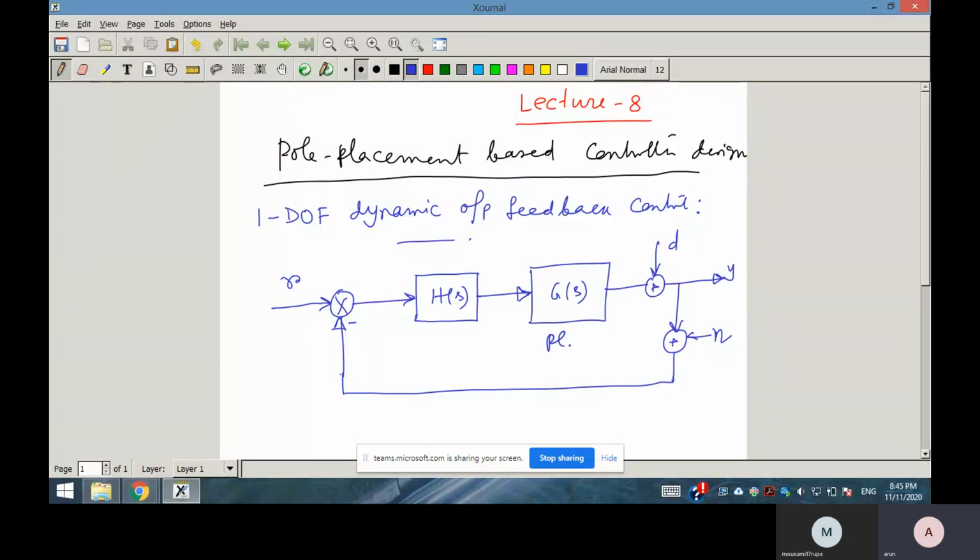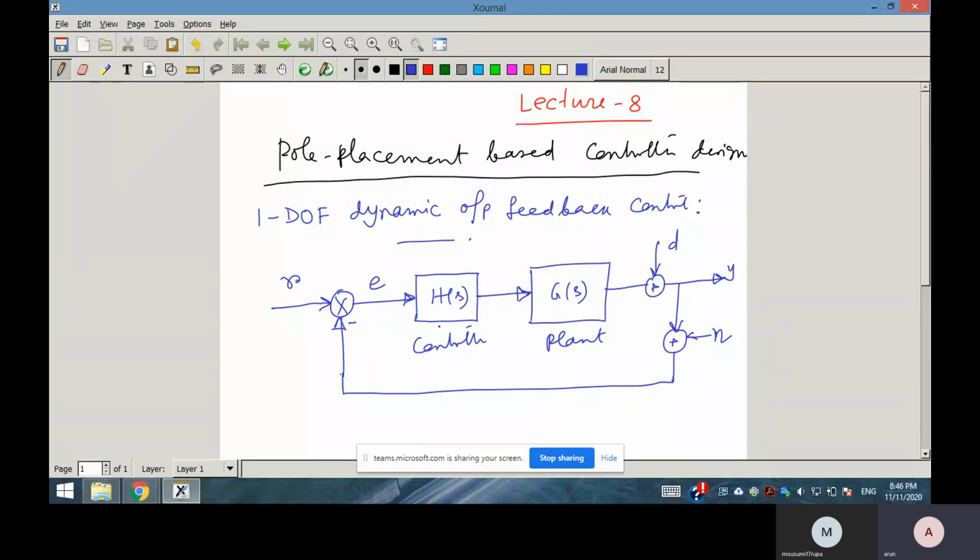So here this is your plant and this is your controller. This controller H(s) is called a 1 degree of freedom controller, because here only one independent input is going in, that is the error. That's why it is called 1 degree of freedom control. If two independent inputs are going in, then it is called 2 degree of freedom control. That also we will be seeing. So in control literature, 1 degree of freedom and 2 degree of freedom controls are there. 3 degree of freedom controls are also possible.